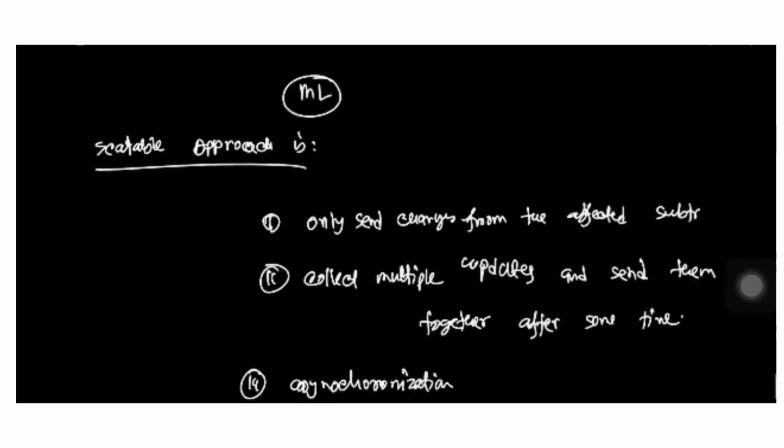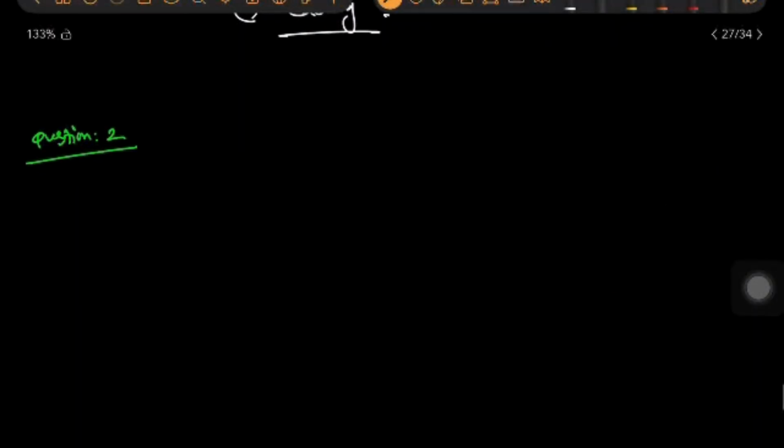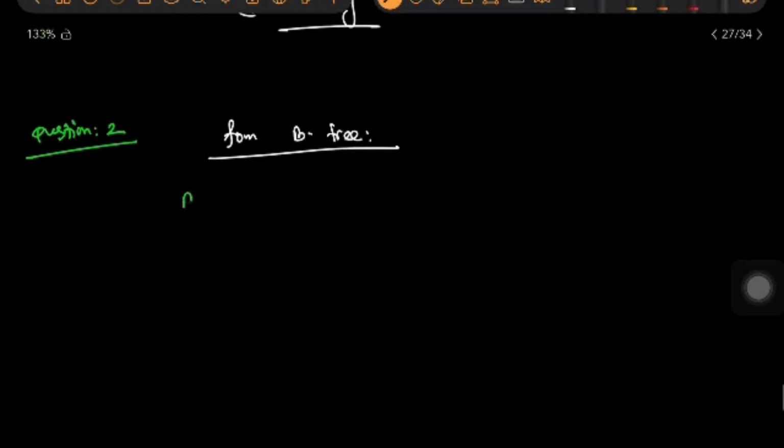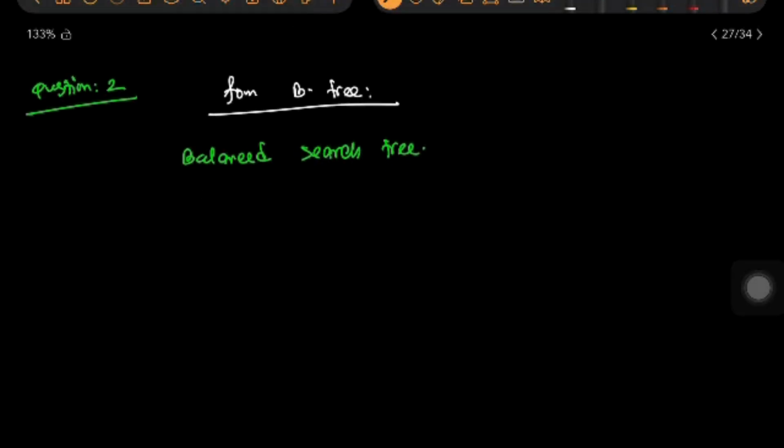So this is our first problem. Our question 2 is from B tree. So the basic idea, a B tree is a balanced search tree that keeps data sorted and allows fast search, insert and delete.